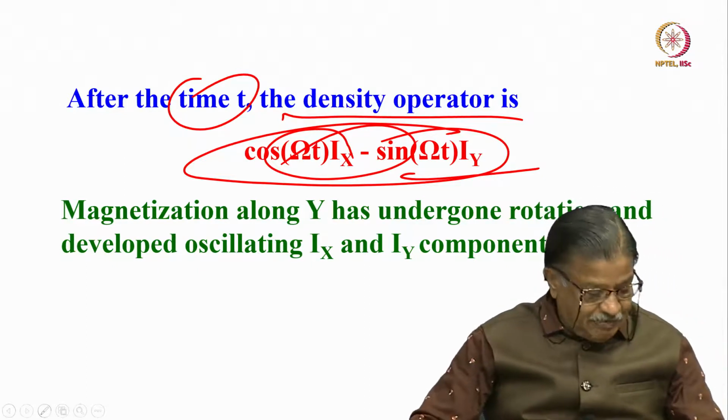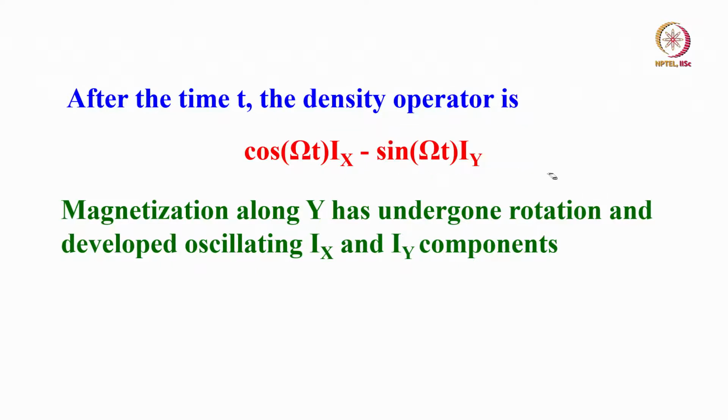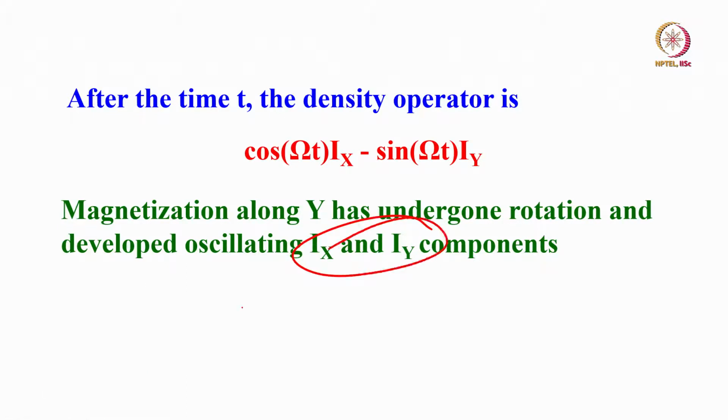So, that means the magnetization along y has undergone rotation and developed oscillating Ix and Iy components. There was a magnetization along y axis, it has undergone rotation and developed Ix and Iy components. That is what it means. Same, when the magnetization was along x also, it started moving and then developed Ix and Iy oscillatory components. Same thing here also, the cosine and sine components will be developed now.